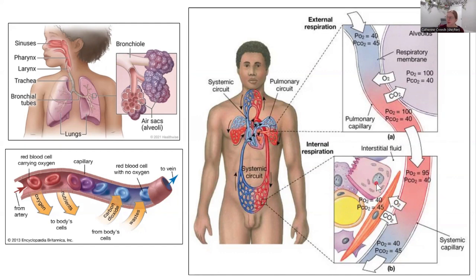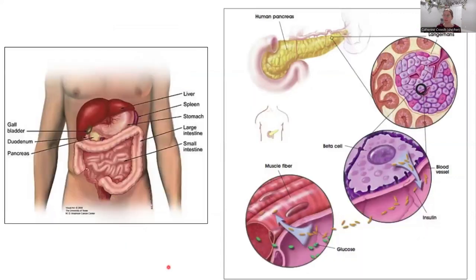It will exit your bloodstream. And what you're left with is less oxygen, more carbon dioxide, and you take that to your lungs, and then you have diffusion occur again. So it's a constant loop of diffusion with oxygen and carbon dioxide moving from high concentration to low concentration. So that's our respiratory and cardiovascular system.